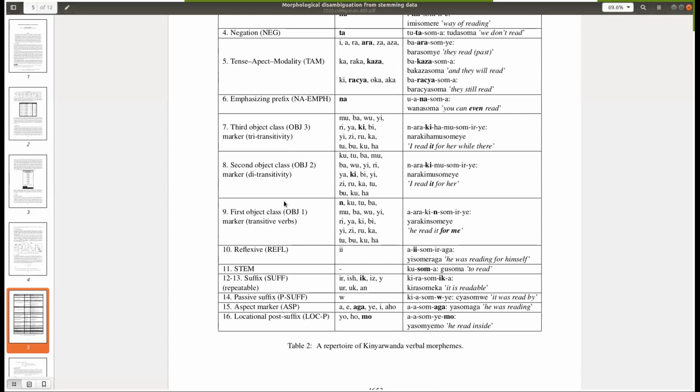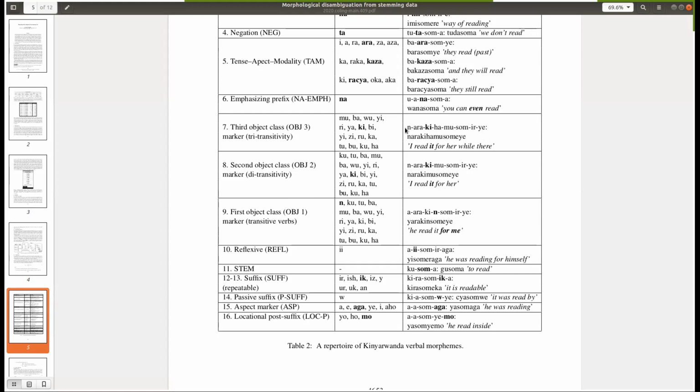We can have up to 3 objects in a sentence. When you have 3, I use this object 3 as the 7th slot. Look at this: arachihamusomera. So he read it for her while there. Yasomye igitabo agisomera umuntu, agisomera ahantu runaka.